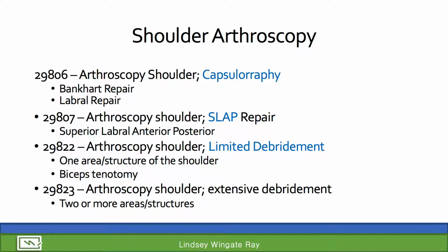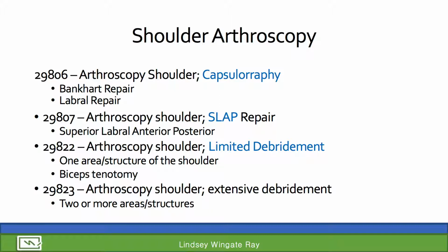29822 is a limited debridement. A limited debridement is when one structure in the joint is debrided. So if they just debride the rotator cuff, that's going to be considered limited. A biceps tendinotomy is also considered limited debridement. So write those next to this code.